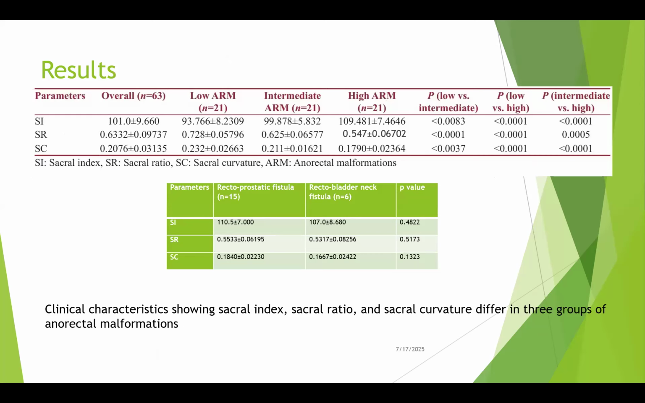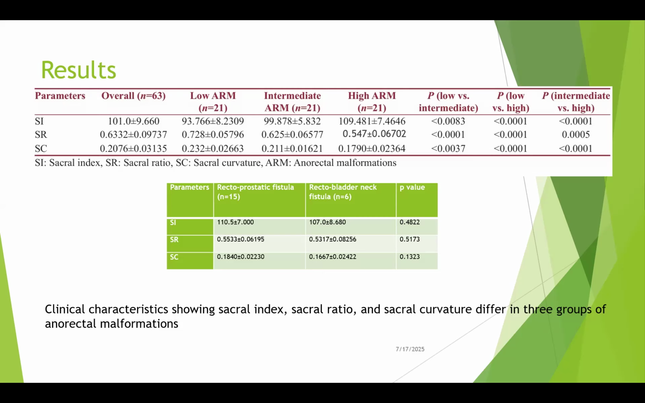The results: sacral index was more in high ARM than in low ARM. The p-value was significant for low versus intermediate, low versus high, and high versus intermediate. Sacral ratio was more in low ARM and low in high ARM. The p-value was also significant for low versus intermediate, low versus high, and intermediate versus high. Sacral curvature was also high for low ARM and low for high ARM with significant p-values.